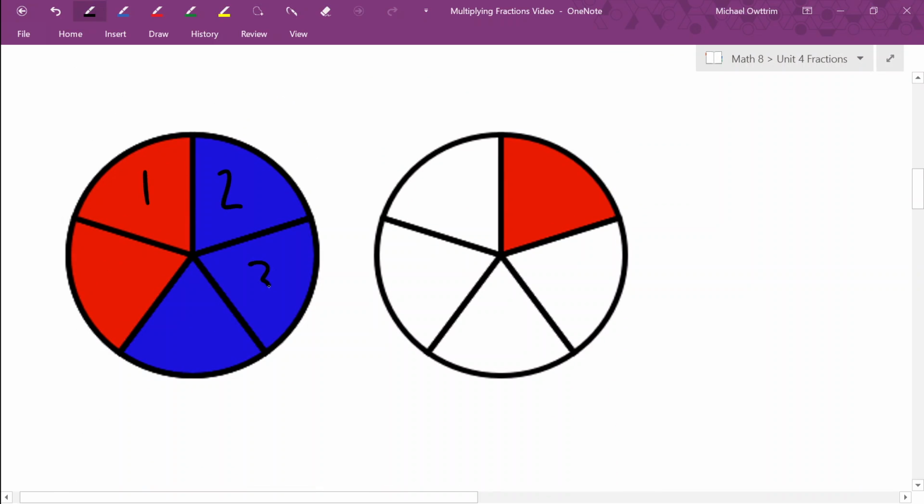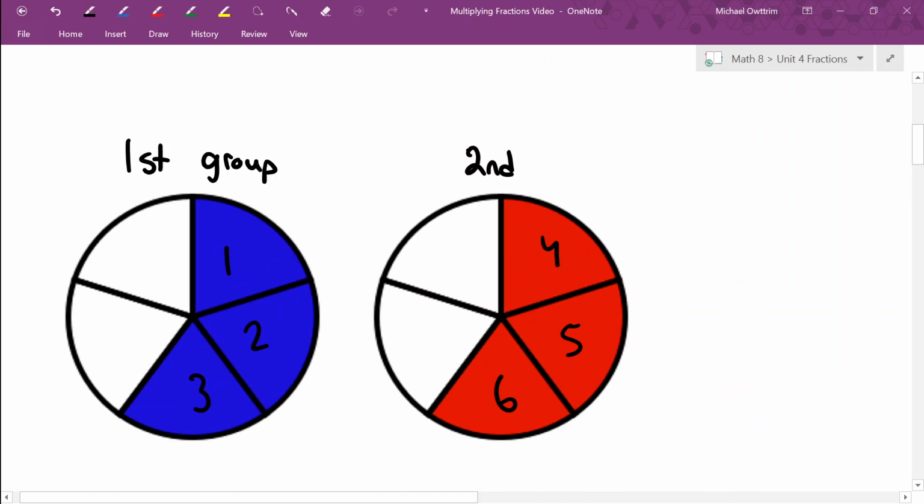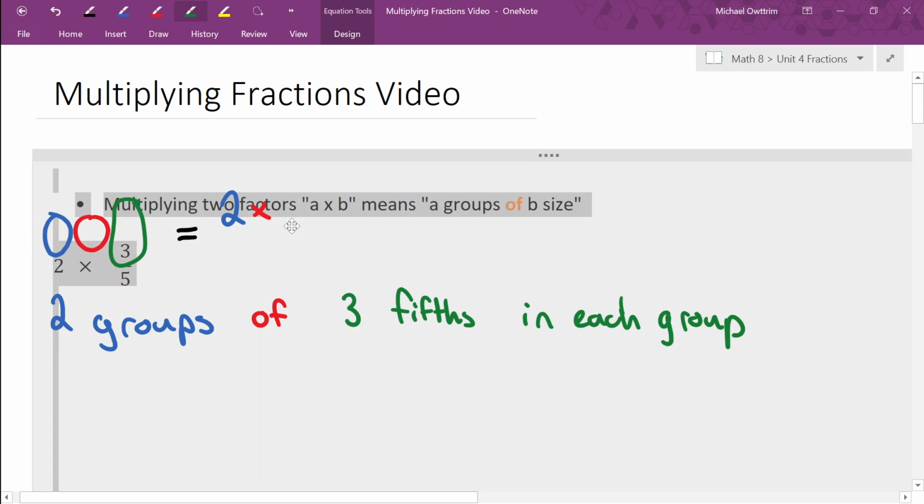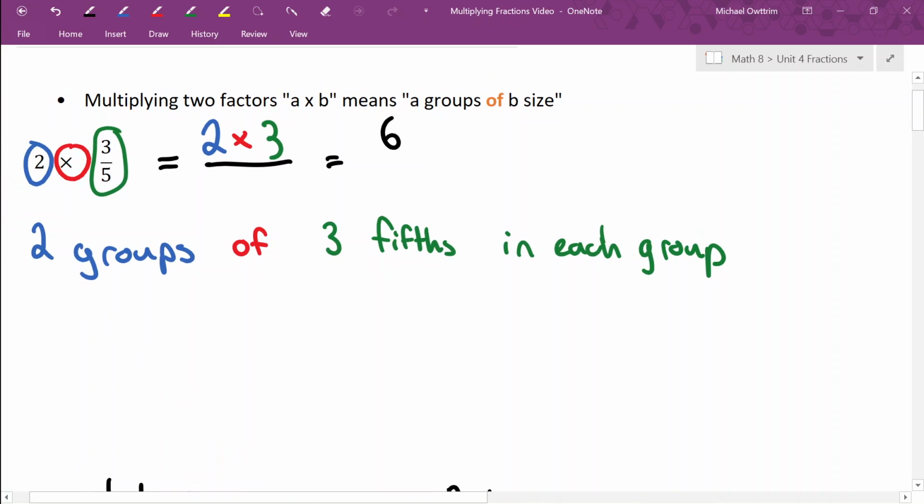1, 2, 3, 4, 5, 6 sections shaded in, and each section is a size of 1/5. So I could say that my answer here is 6/5. Now, if I think about, well, how do I get that from the math? I'm going to notice that on top, my 2 multiplied by my 3 is what's going to give me my 6. And on the bottom, I'm not changing that number. There's still fifths.